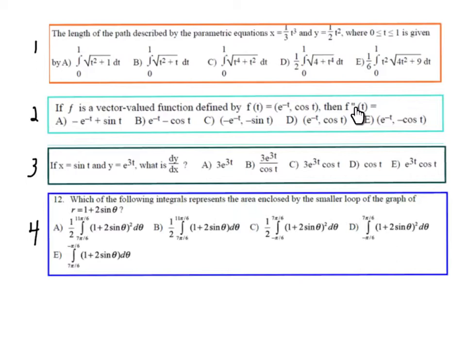And finally, which of the following represents the area enclosed by the smaller loop? So I would recommend graphing that equation, and then remember that area is always 1/2 r squared d theta. There are some you can right away get rid of just because they do not have the right form. You don't even have to necessarily then solve for some of the bounds or the thetas if you can cross them off right away.